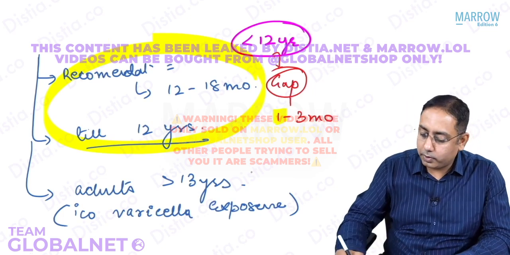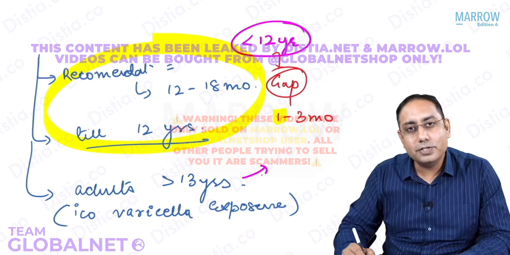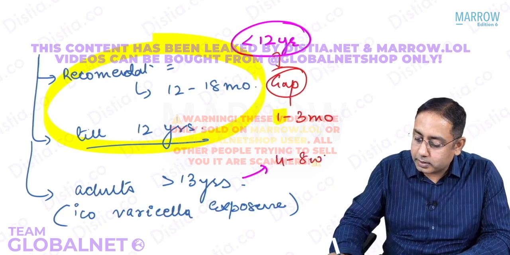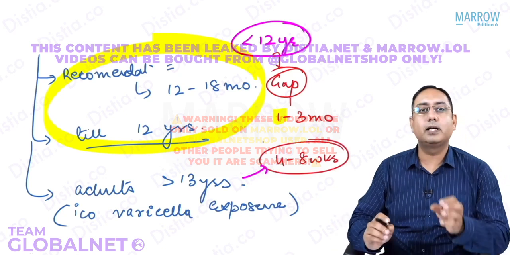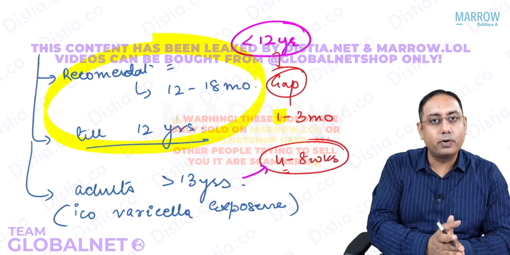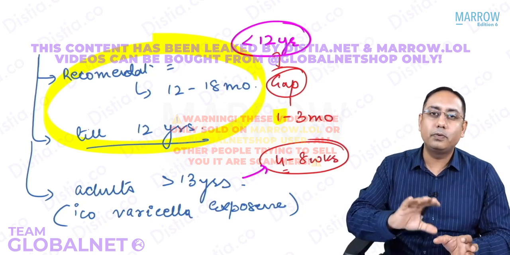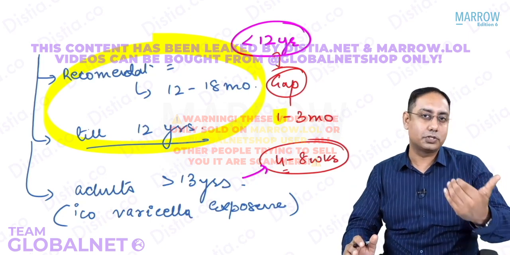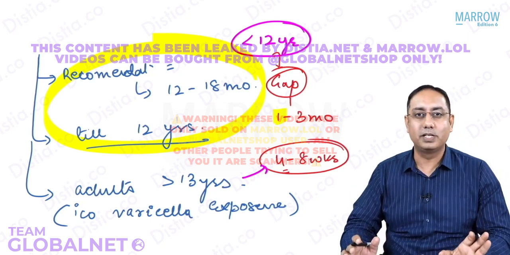In case of adults, the gap should be 4 to 8 weeks, that means 1 to 2 months. Again, it should be a minimum of 1 month, but the recommendation is between 4 to 6 weeks, up to 8 weeks, in cases of adults. That is what the only MCQ is.